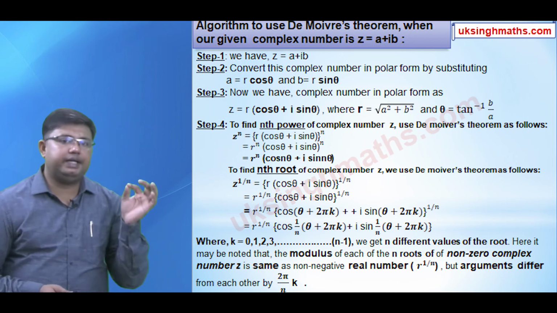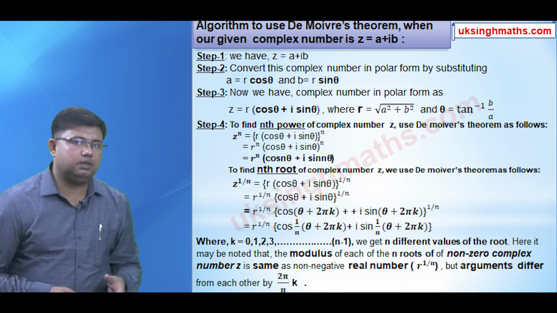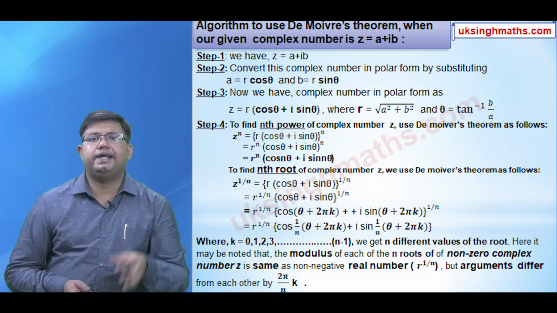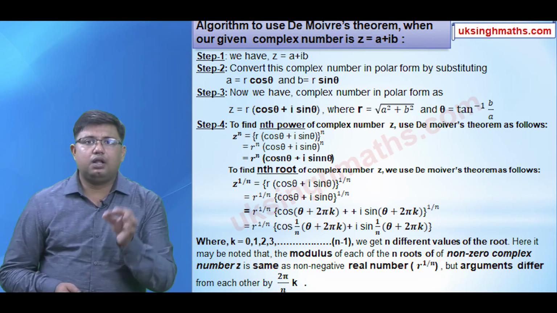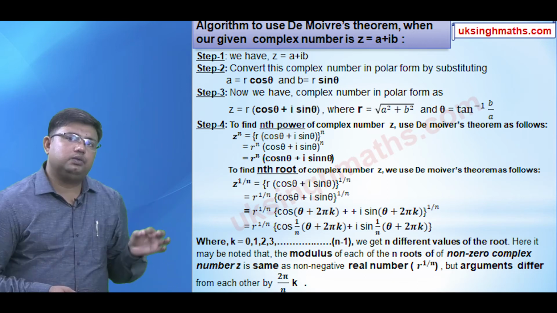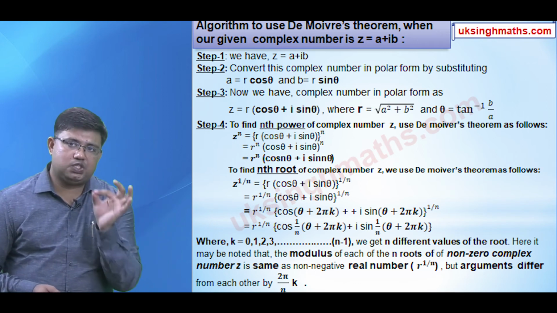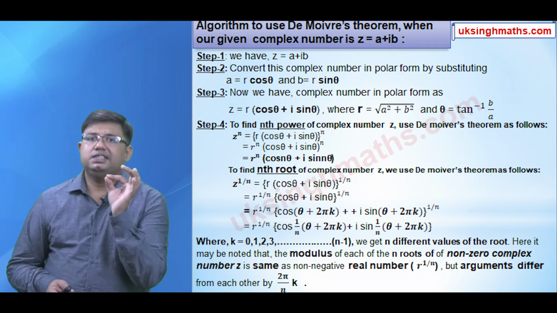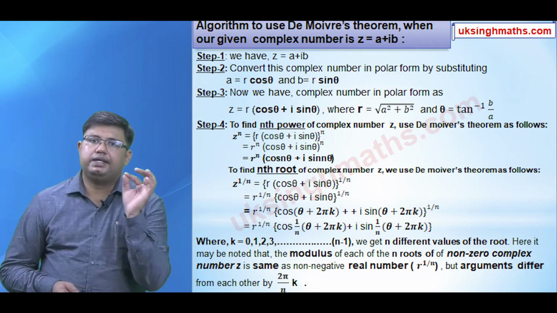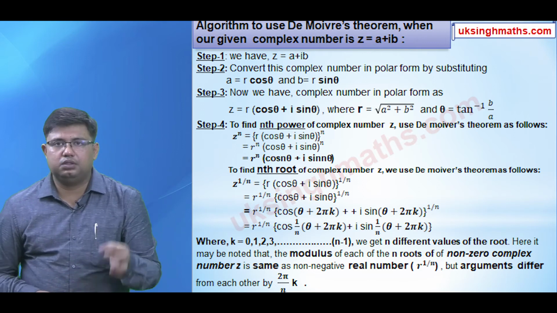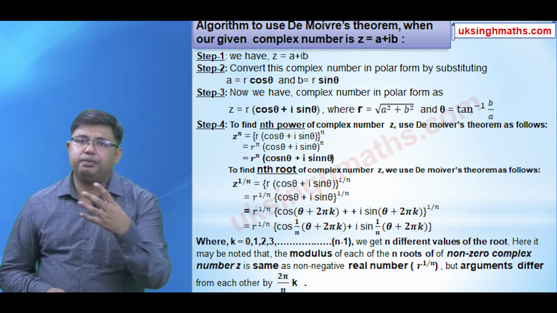Similarly, to find the nth root of the complex number z, use de Moivre's theorem as shown on your screen: z to the power 1 by n equals small r to the power 1 by n into [cos (1 by n)(theta plus 2k pi) plus i sin (1 by n)(theta plus 2k pi)], where k equals 0, 1, 2, 3 up to n minus 1, and in this way you will find n different roots.